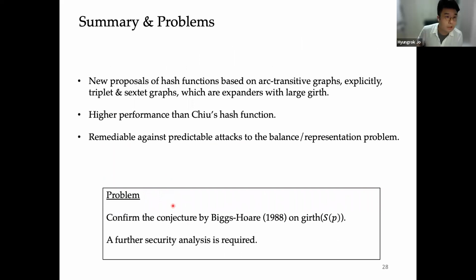So now we summarize our work. We propose a new hash function based on arc-transitive graphs, explicitly the triplet and sextet graphs, which are expanders with a large girth, and which also has higher performance than the chosen hash function. The predictable attacks are all remediable, and are related to the balance and representation problems. Now we have some open problems. One is confirming the conjecture on the girth of the sextet graph, and further security analysis is also required. Yeah, that's all.